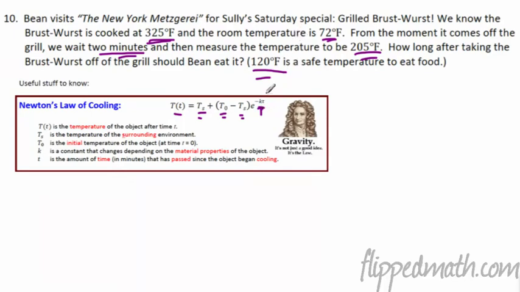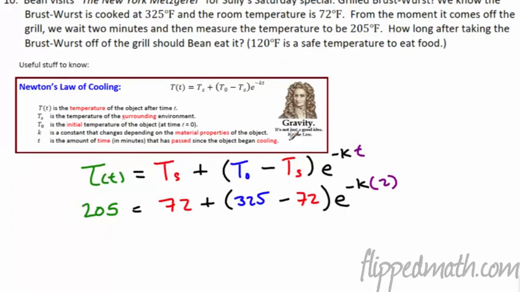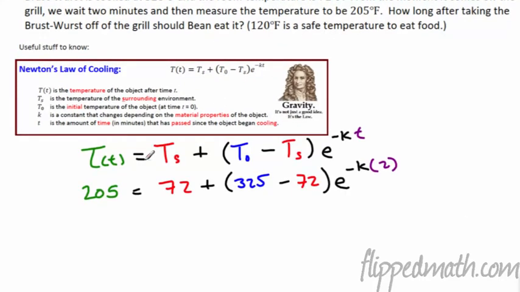We do know the time, in this case they tell us it's 2 minutes. So let's sub everything into this formula right now. Okay, so we have everything plugged in here. Use different colors to be fancy. But we have the temperature at time t equals the temperature of the surrounding environment. See how that stays the same. The initial temperature, and it's been out for 2 minutes.